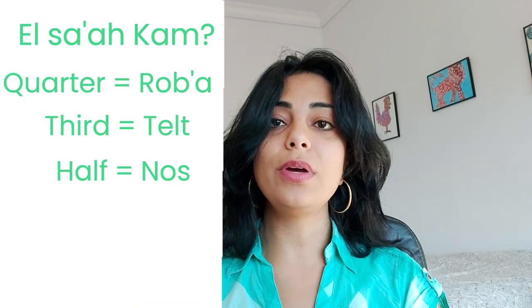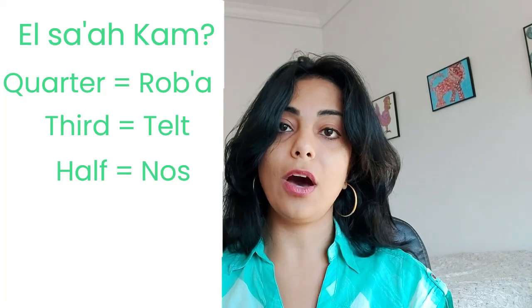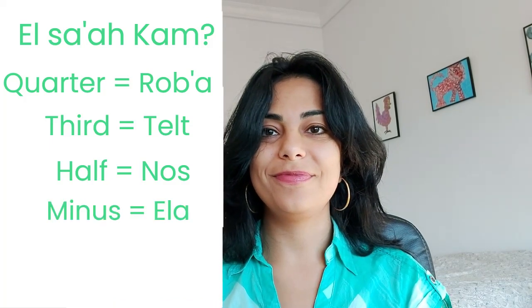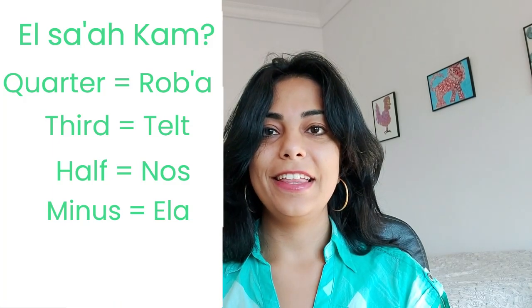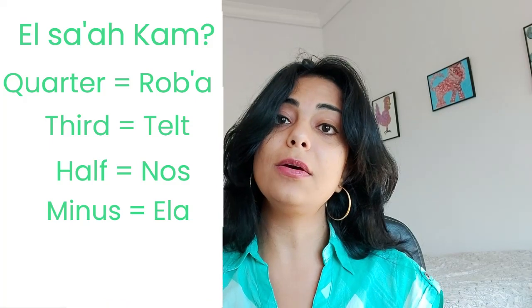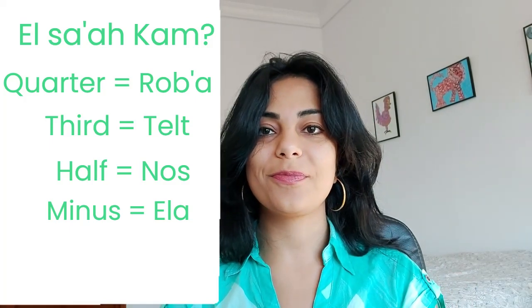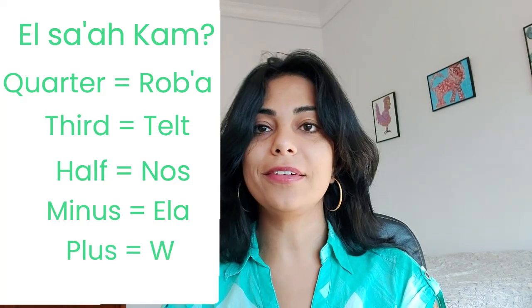Another thing we need to know is how to say minus or to the hour. We say إلا. The last thing is how to say past the hour or plus. We just say و. Try not to forget all of these. And now we're ready to get right into it.